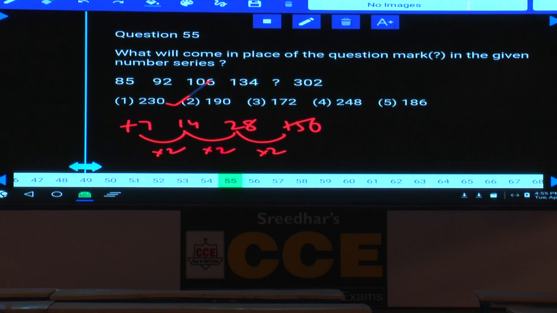Now, this is about paper number 641. Clear?